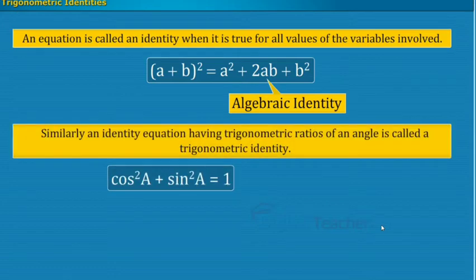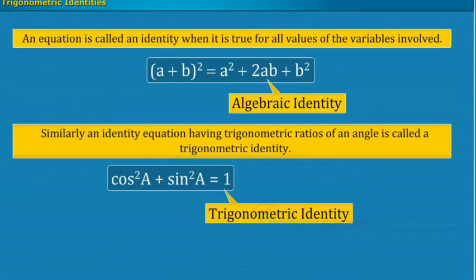Similarly, an identity equation having trigonometric ratios of an angle is called a trigonometric identity. An example of a trigonometric identity is shown on screen. Now, let us derive the above identity.